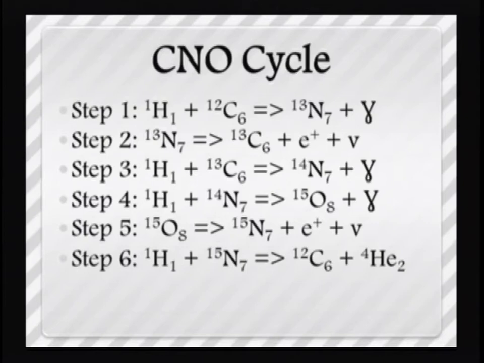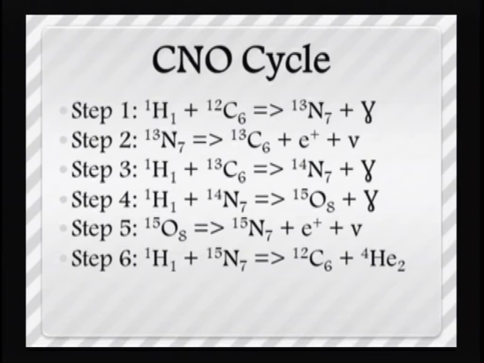And carbon has six protons and six neutrons. And notice we're going to convert that into nitrogen 7. So nitrogen 7 has 7 protons, and you can see there how many neutrons. But more importantly, we're getting gamma radiation given off. Remember that gamma radiation is nothing more than pure energy, and that's going to help support that star.